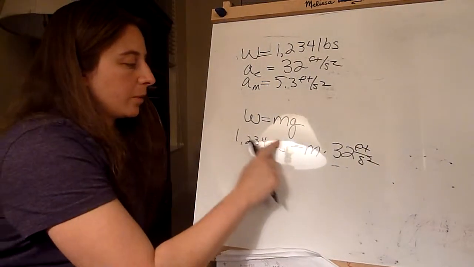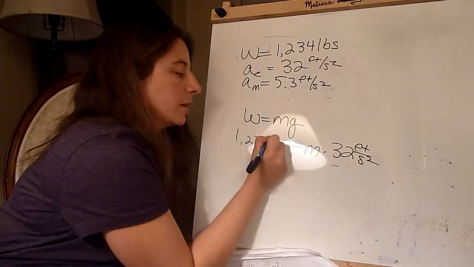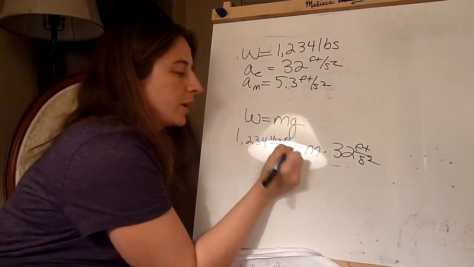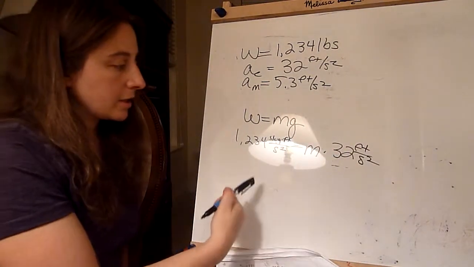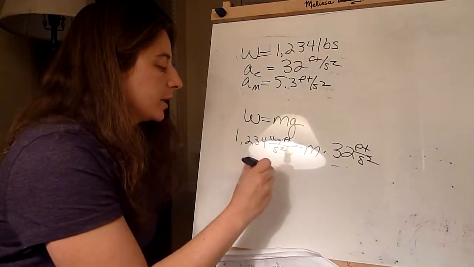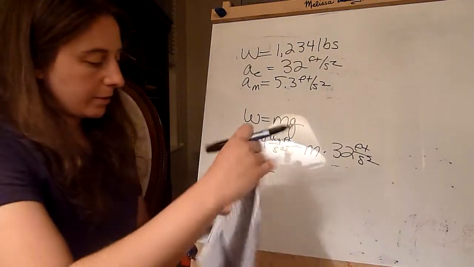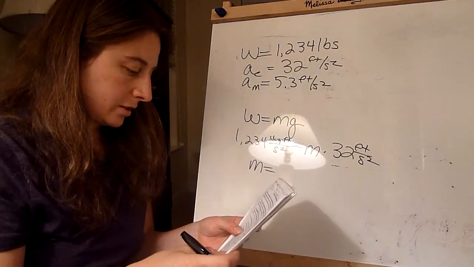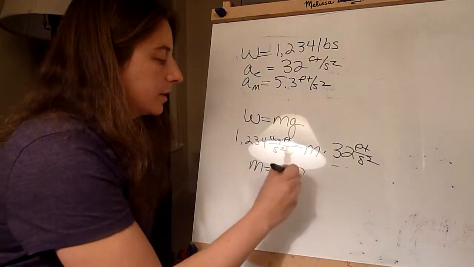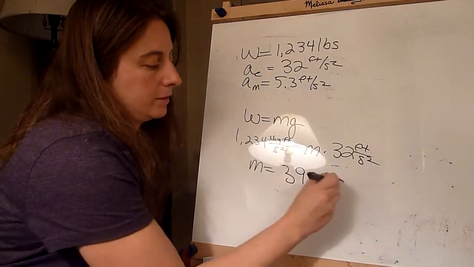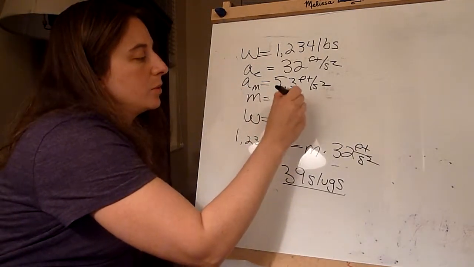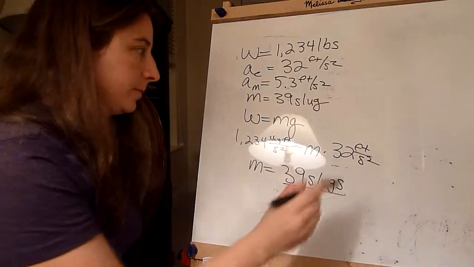Now remember, our pounds here are really a slug times foot per second squared. So our foot per second squared is going to cancel out, leaving us with our mass unit of slugs. Mass will be 1,234 divided by 32, which is, let's see, 39 slugs. Okay, so mass will be exactly the same on the moon as it is on Earth.